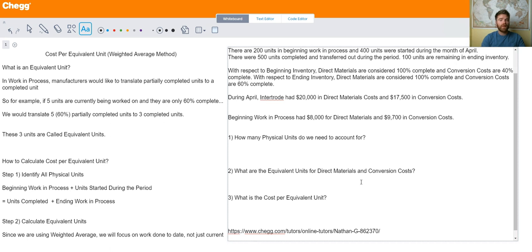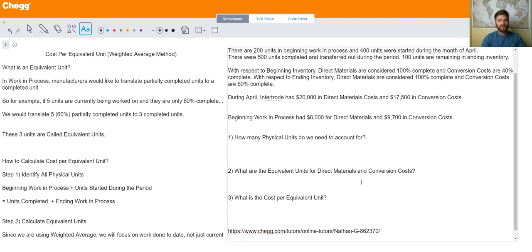Today we're going to be talking about cost per equivalent unit for the weighted average method. So how to calculate the cost per equivalent unit for the weighted average method. Now in an earlier video I did the FIFO method, and today you'll see how the weighted average method is used for process costing. So first off, what is an equivalent unit?